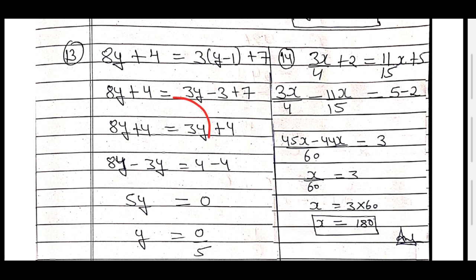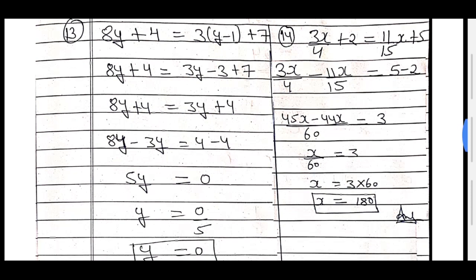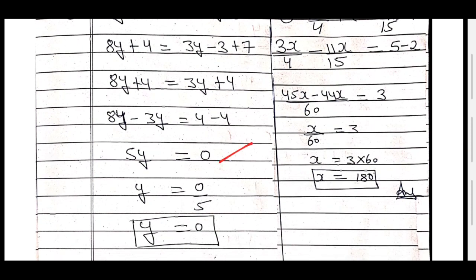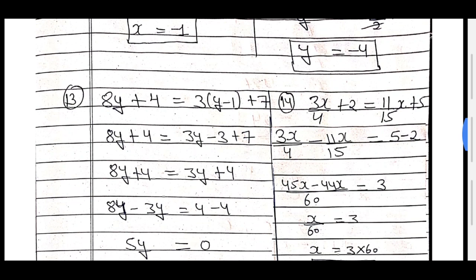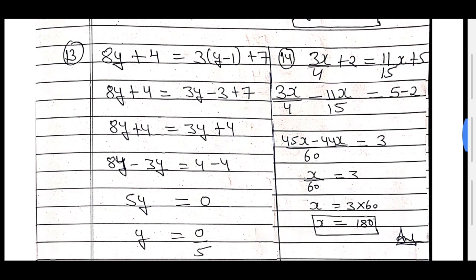Now just arrange, y come this side, 4 move this side, it become 8y minus 3y you get a 5y, 4 minus 4 you get 0, then y is equal to 0 upon 5, and 0 upon something is always 0. So what is the value of y? Is 0. Now come on 14. 3x by 4 plus 2 is equal to 11 by 15x plus 5. So first move this number to this side, x come this side, become minus, and 2 come this side, become minus. Now just find the LCM.